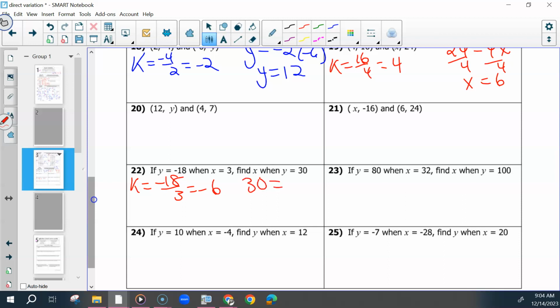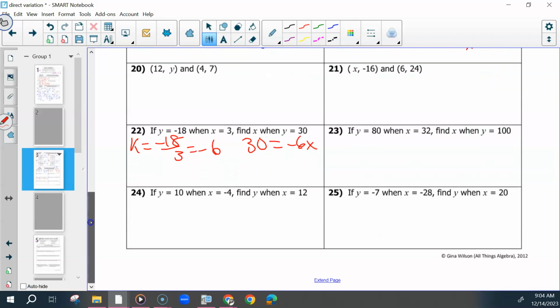Equals negative 6x, and divide both sides by negative 6. So that x equals negative 5. And then if I were to double check, 30 over negative 5 does equal negative 6. That works.